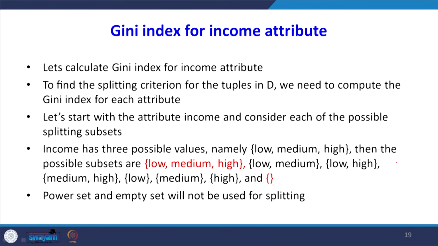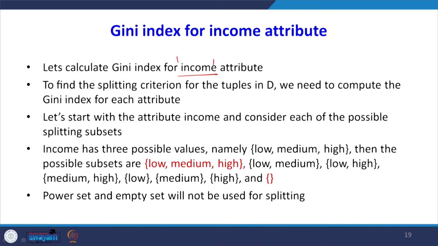Let us calculate the Gini index. Previously we found the Gini index for the income attribute. To find the splitting criterion for the tuples in D, we need to compute the Gini index for each attribute. Here we have taken income as an example. Let us start with the attribute income and consider each of the possible splitting subsets.